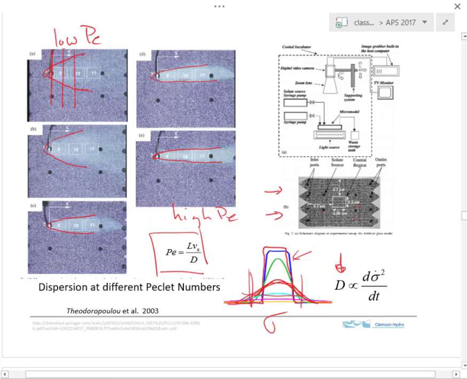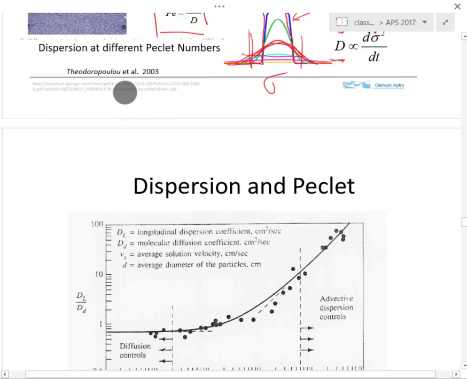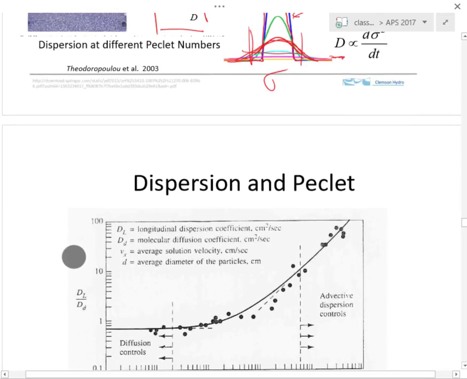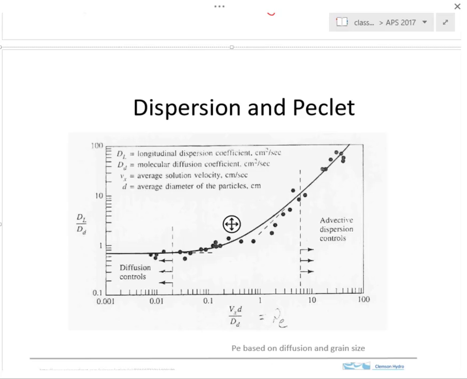So that thing is a length, and the rate of change of the length squared, the width of the plume, with time is going to be proportional to D. You can show theoretically that this is how it should work, and they were able to confirm that experimentally. Okay, so the Peclet number can be written for diffusion as well as for dispersion.